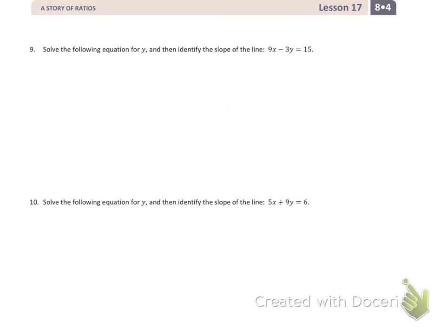Okay, 9 asked you to solve the equation for y and then identify the slope. So again, this is an equation in standard form. We want to put it in slope-intercept form, y equals some expression, y equals mx plus b. So I'm just going to rewrite it here. So I've got 9x minus 3y is equal to 15.